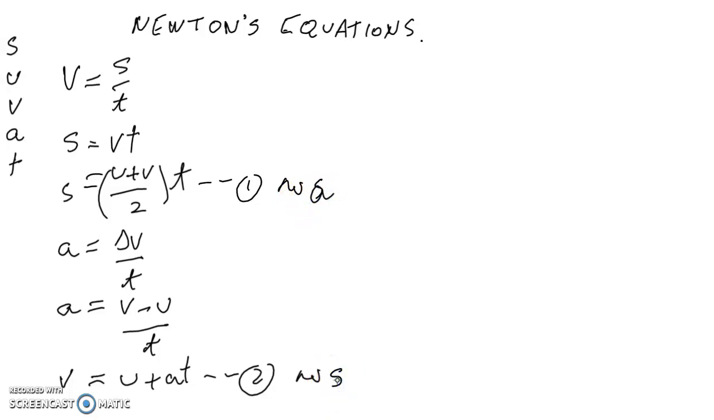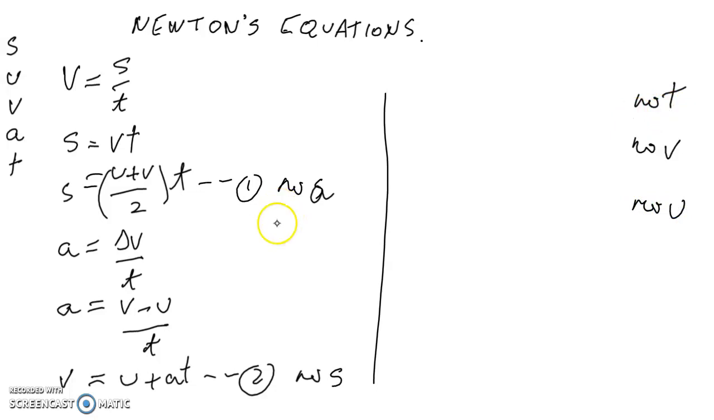Okay. Now, where do we get the other 3 equations from? There's going to be one with no t, there's going to be one with no v, and there's going to be one with no u. All right, how do we get these equations? We get them from these 2 here. To get the equation with no t, we just eliminate t from equations 1 and 2.